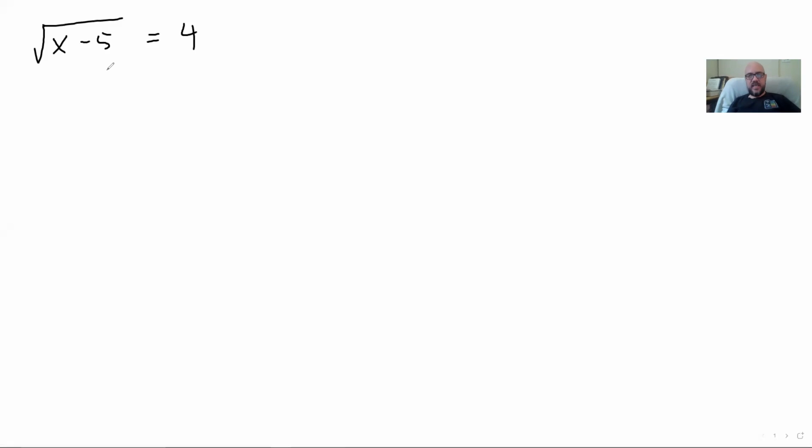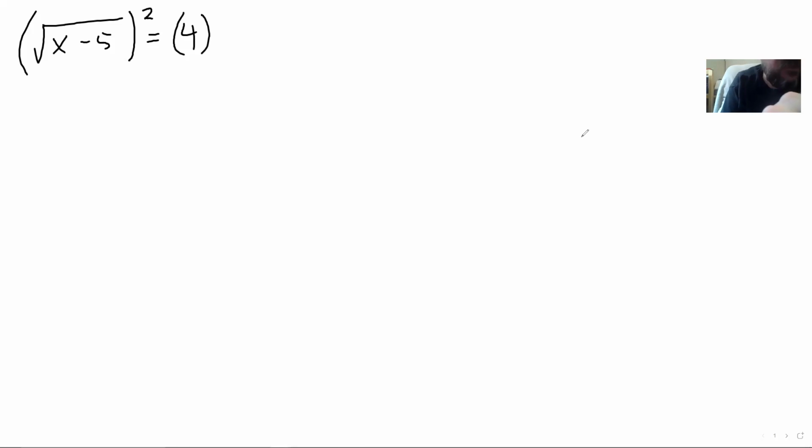The basic idea here is that you use powers to cancel out the radicals. That's essentially what we're doing. I've got a square root, and I can cancel out a square root with a square. Since I have the square root of something on the left side and nothing else over there, I'm just going to square both sides of this equation. That's a thing I can do because I'm doing the same thing to both sides of the equation.